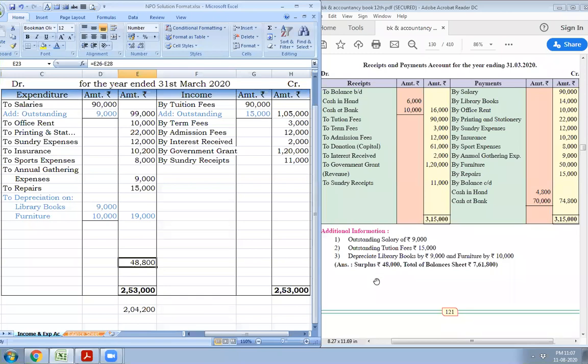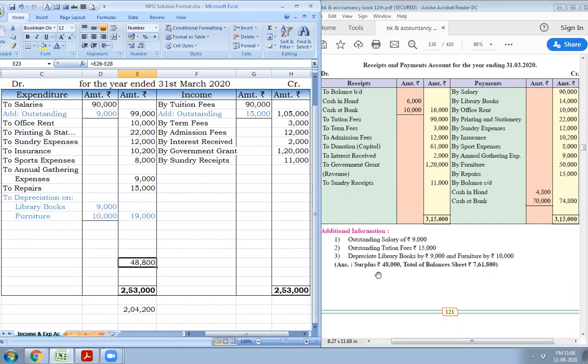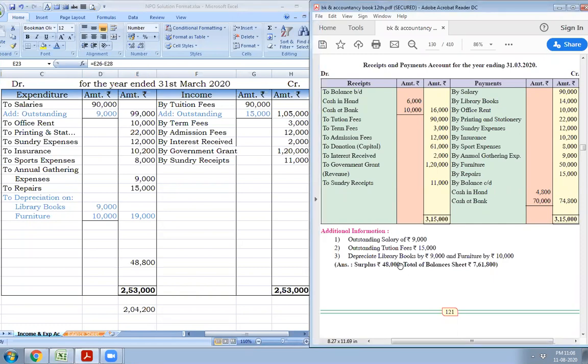In the question, in the textbook, the surplus is 48,000. Make correction over there. It should be 48,800. Make correction over here. It should be 48,800.